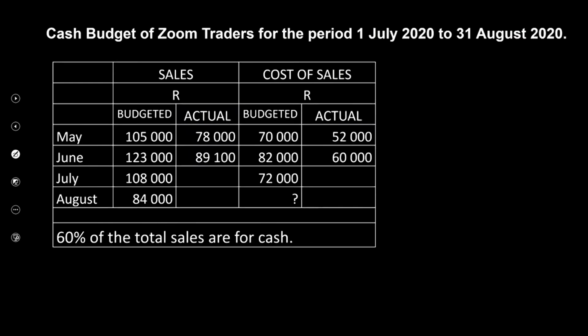And what else do we know? We are told that these are my sales figures and these are my cost of sales figures, obviously for the period May to August. The question arises, why have they given us May, June, July, August? Obviously, that will become evident when we actually do the question to see how this information will impact on my budget periods of July and August.